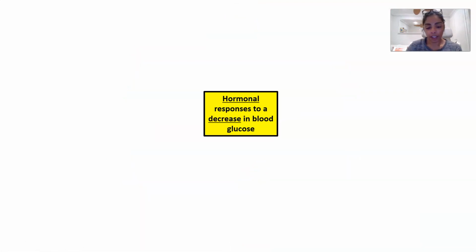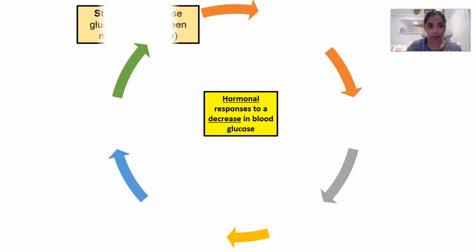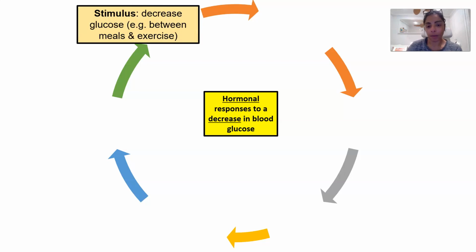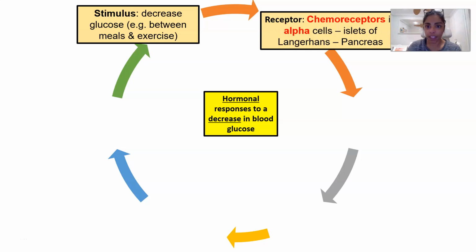The next negative feedback loop we're going to be looking at is a decrease in blood glucose concentration. So this scenario would be you have maybe done a lot of exercise, or there's been a long time where you haven't had any food or you haven't had a meal. Thinking about the receptor cells, if you look back at your feedback loop for the increase in blood glucose, you should be aware that this time it's going to be alpha cells. Again, still in the islets of Langerhans, but they stimulate the release of a different hormone.